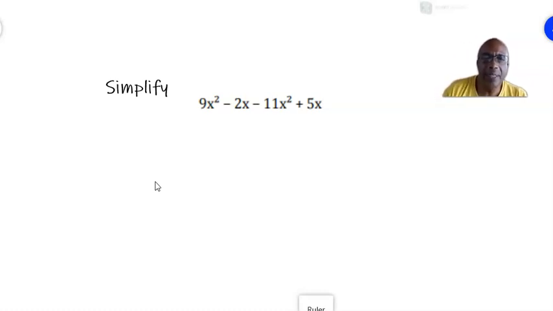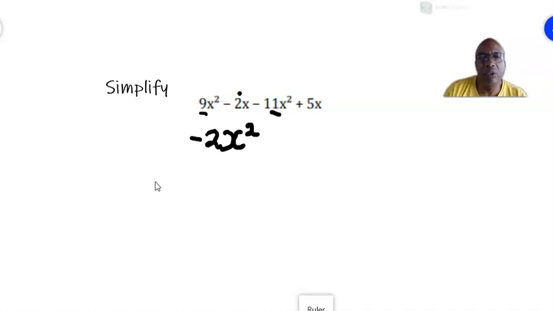So let's start with the x squareds. I have 9x squared here and 11x squared here. But that's minus 11x squared. So it's 9x squared minus 11x squared. Unlike signs to add, when you have that, you subtract and keep the sign of the bigger term, which is the 11x squared, and it's negative. So 9 minus 11, you subtract 11 minus 9, you get 2, but you keep the sign of the 11, so it's minus 2x squared.